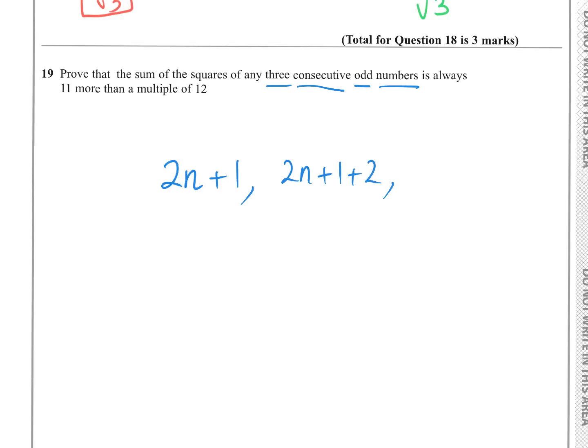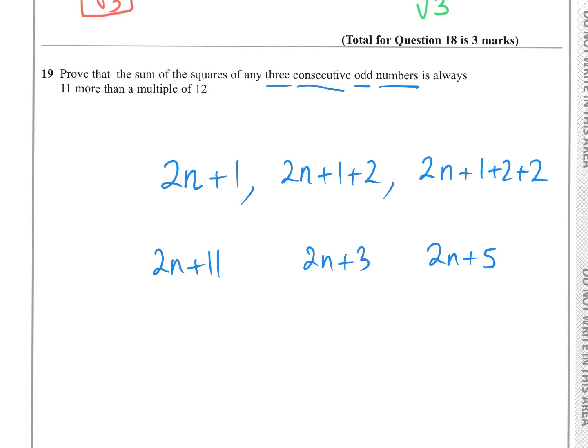because the gaps between all the odd numbers have a gap of 2, like 1, 3, 5, 7, 9, and so on. And the next one, to make it consecutive, will be 2n plus 1 plus 2 plus 2 more. So we'd have 2n plus 1, 2n plus 3, and 2n plus 5. You could have had 2n plus 11, 2n plus 13, and 2n plus 15. So I'm just going to go with that just to show that it doesn't really matter.